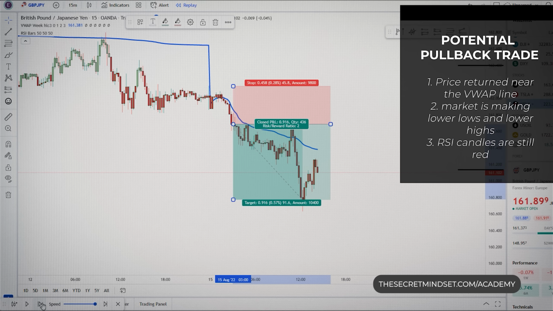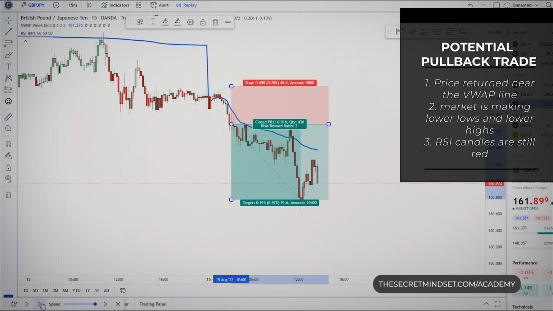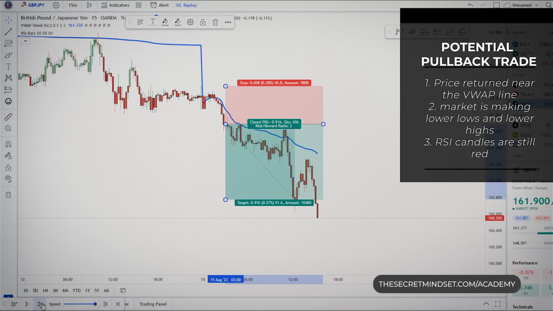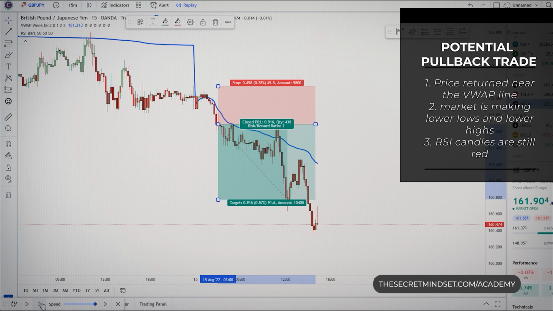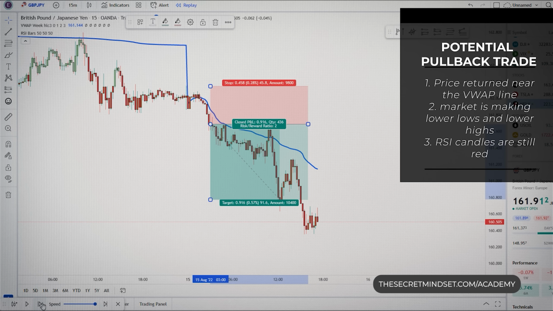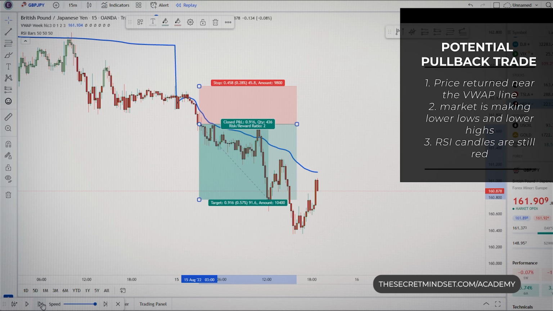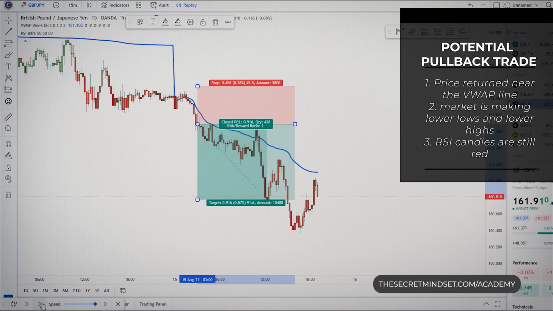Price returned once again near the VWAP line. Market is making lower lows and lower highs. RSI candles are still red, so if we have a VWAP touch and a rejection, we'll consider another short.